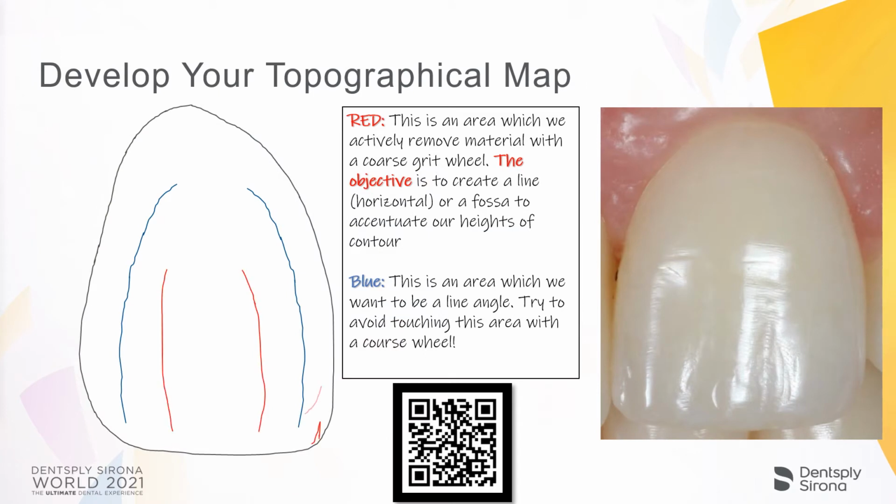As we start to draw this map out, which you can see is being drawn on the left-hand side of the screen, what we're going to find is that the red is an active removal area with a coarse grit wheel. We're going to actively remove material from our all-ceramic crown. The blue is an area or a line angle that we want to try to avoid touching with a coarse wheel and maybe polish when we get to our medium and our fine wheels.